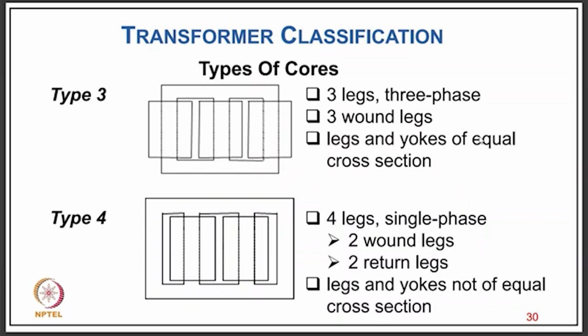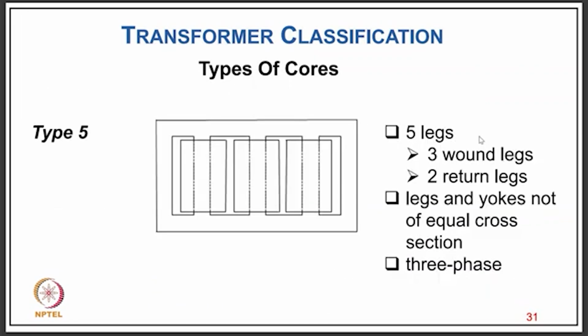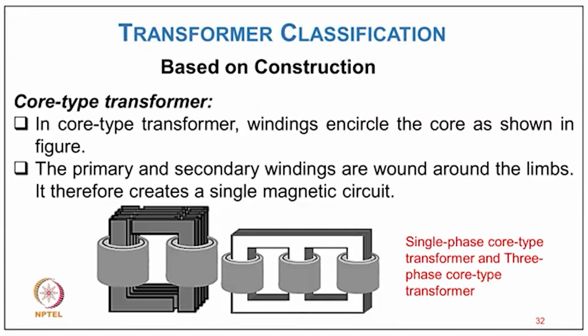So these cross sections have relative merits and demerits, and they are used in different applications with different objectives and purposes. This is typically a three phase shell type of transformer, as you can see here with the five legs, but the three windings are put on the three central limbs.